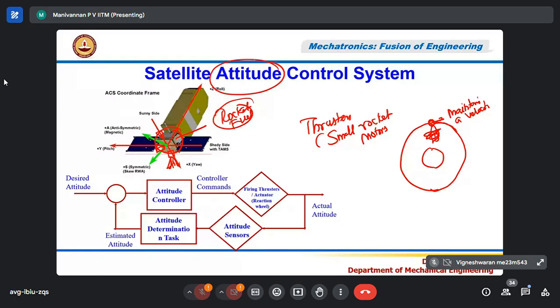That means orientation with respect to the x-axis, the y-axis, and the z-axis. That is maintained so that my solar panel always faces the sunlight, and my height with respect to the earth's surface is also maintained. To do that, the rockets are used.